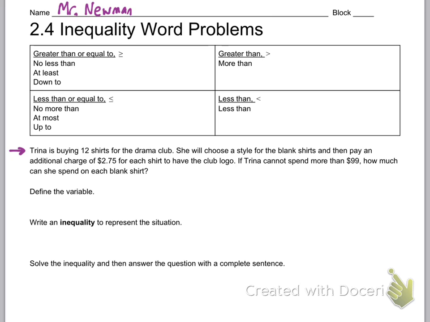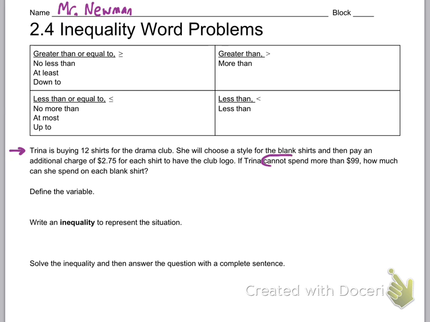Trinia is buying 12 shirts for the drama club. She will choose a style for the blank shirts and then pay an additional charge of $2.75 for each shirt to have the club logo. If Trinia cannot spend more than $99, how much can she spend on each blank shirt?